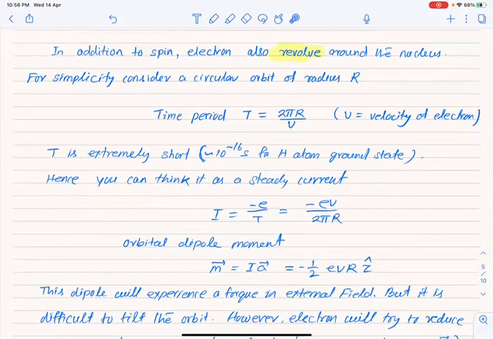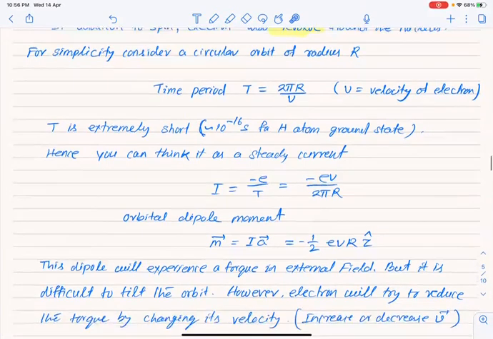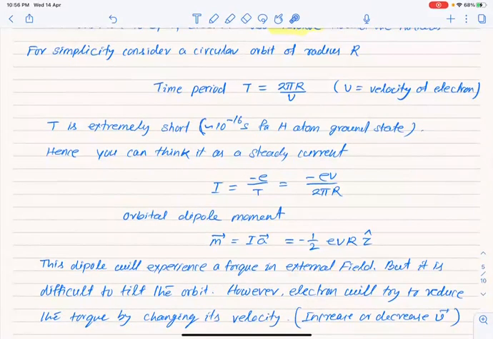Now if you have a current loop, you will have a dipole associated with it. The dipole associated with this sort of current is nothing but I multiplied by the area. So now we are in a position to define the dipole moment associated with the orbital motion of the electron, and that is nothing but minus 1 over 2 evr z cap.